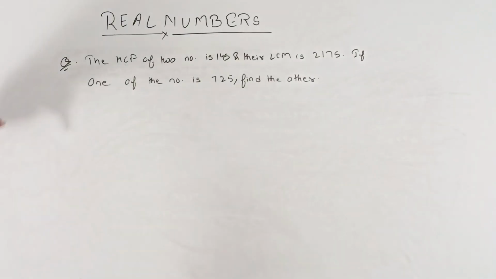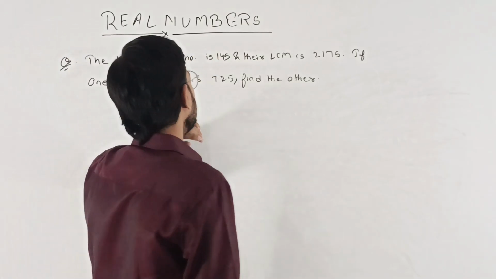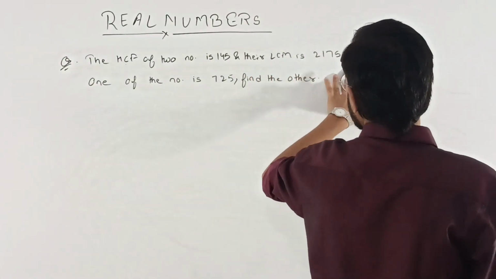Understand? Now we have the next question. The question is: the HCF of two numbers is 145 and their LCM is 2175.